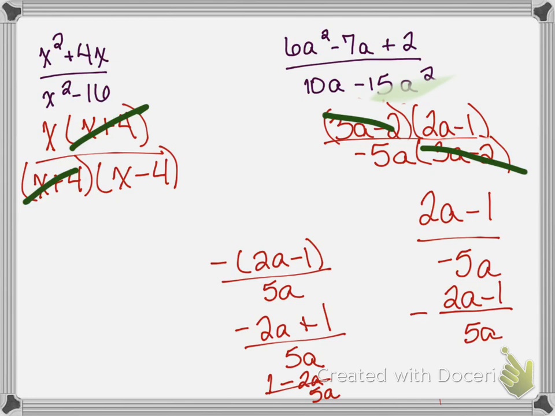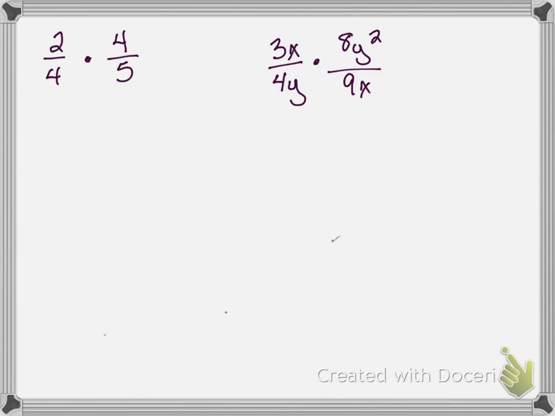Any questions on simplifying? Okay. What we are going to do now is we are going to multiply and divide. So we're going to multiply and divide. So now I want you to think about, how would I multiply 2/4 times 4/5? How would I multiply 2/4 times 4/5?